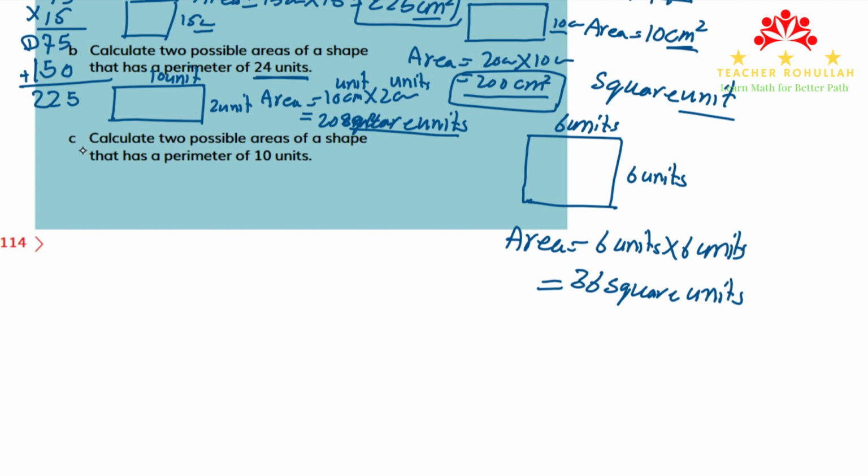In part C, it says, calculate two possible areas of a shape that has a perimeter of 10 units. The perimeter of 10 units. Now I can draw a rectangle over here. We say that this rectangle is having 4 units of length and 1 unit of width. Now if we add the lengths, 4 plus 4 is 8, 8 plus 1 is 9, and 9 plus the other one is 10, which gives us the perimeter of 10 units.